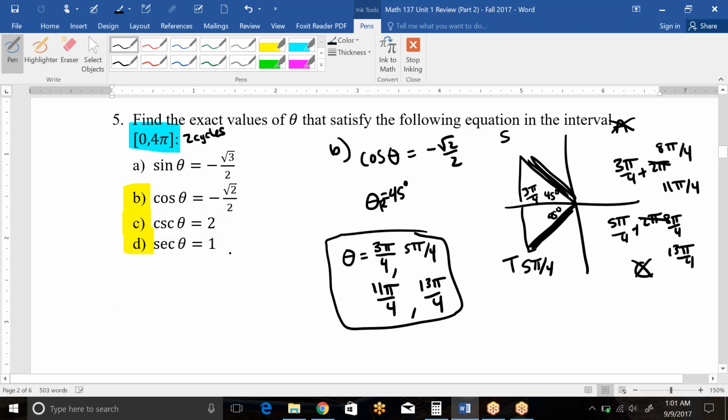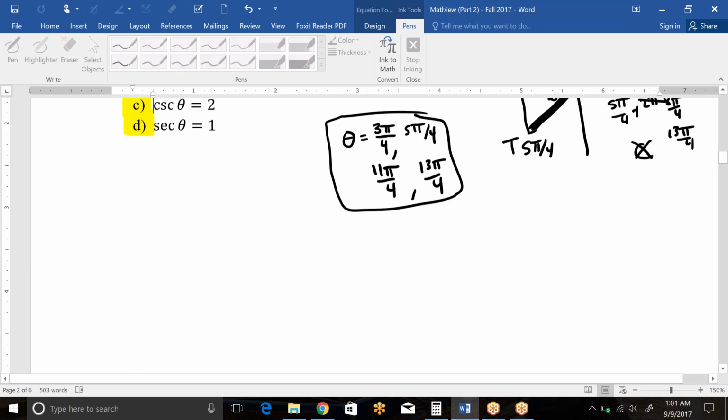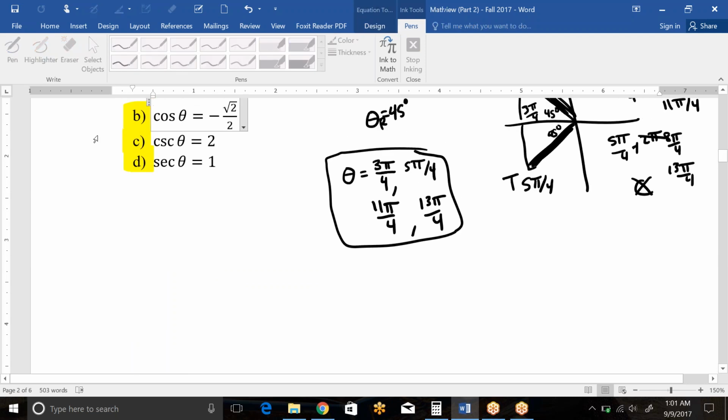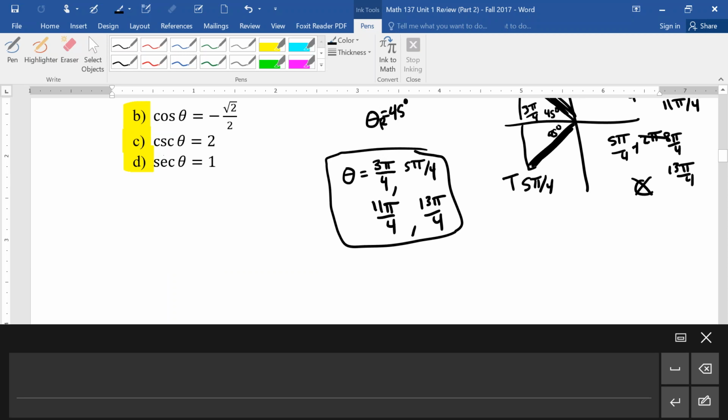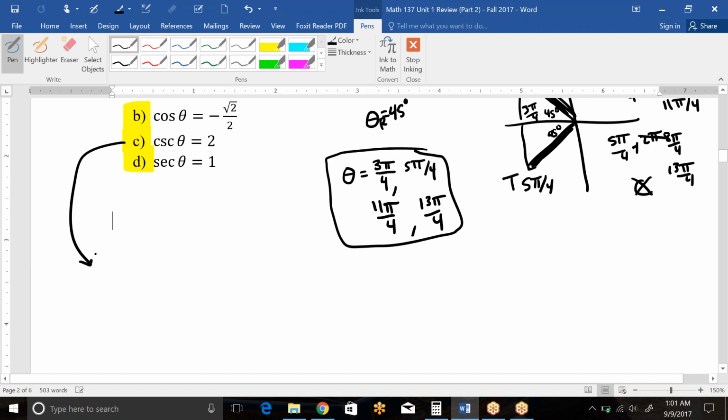So let's talk about the next two because they're a little bit more interesting and not as straightforward. The cosecant one causes people problems because they don't remember cosecant and secant off the top of their head. So the first thing I would do with C is rewrite it as a sine problem: 1 over sine theta equals 2, because that's cosecant written as sine.